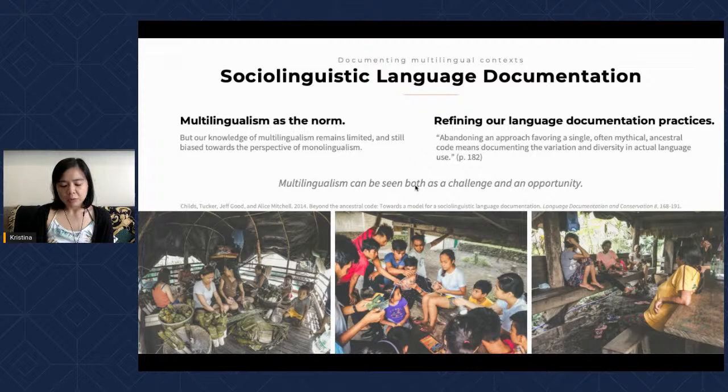So all in all, our documentation needs to be even richer to include all this information in our metadata. And this will then produce a true, transparent, multipurpose record of the language or the languages we are documenting. So I just want to end by quoting this point from the article by Childs, Wood, and Mitchell, 2014. Abandoning an approach favoring a single, often mythical, ancestral code means documenting the variation and diversity in actual language use. And that multilingualism can be seen both as a challenge and an opportunity.